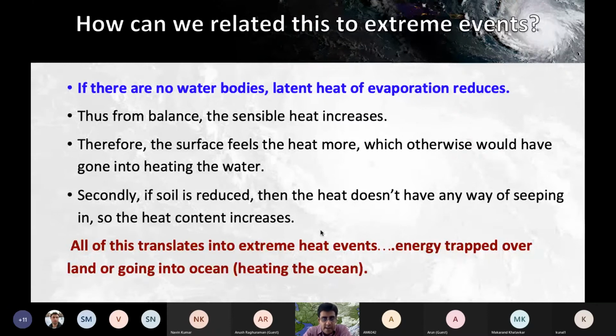We are concretizing everything. We are creating a lot of urban heat islands. We are cutting down lakes. We are cutting down trees. We are not allowing the heat to seep anywhere except to the ocean.